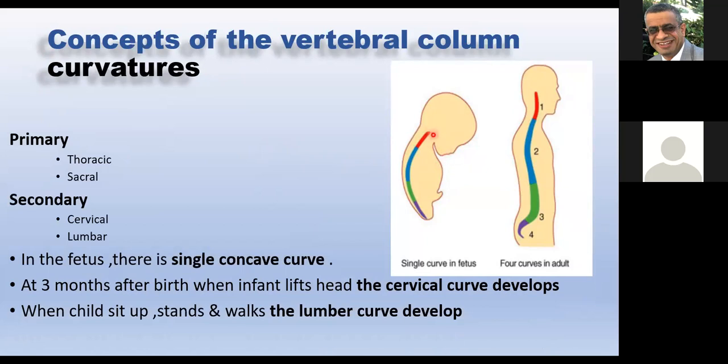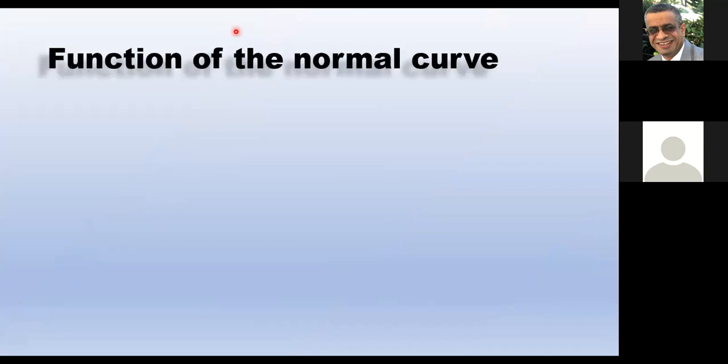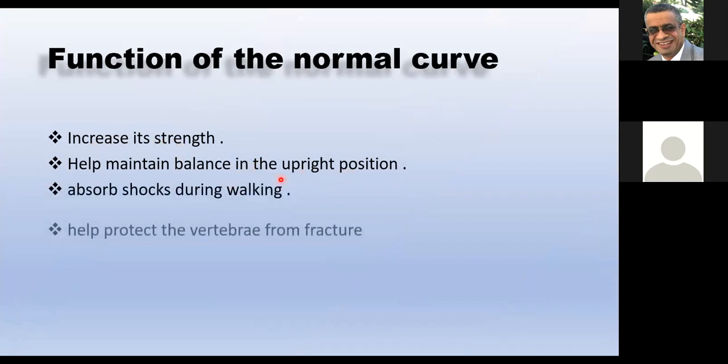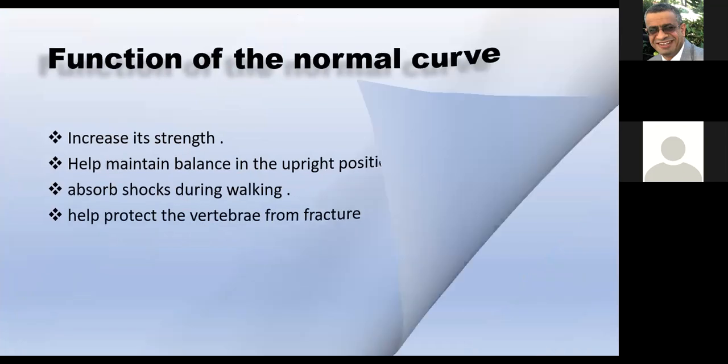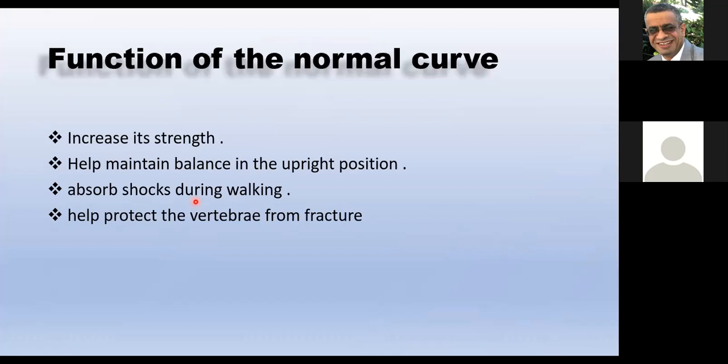So we have the primary curvatures, which are the thoracic and sacral curves, and the secondary curvatures, which are the cervical and lumbar curvatures. Now, the function of the normal curvature of the vertebral column. It increases its strength, helps maintain balance in the upright position, absorbs shocks during walking, and helps protect the vertebrae from fracture.